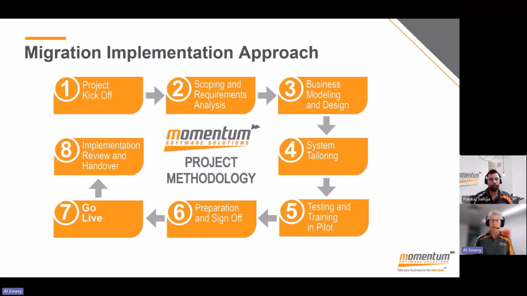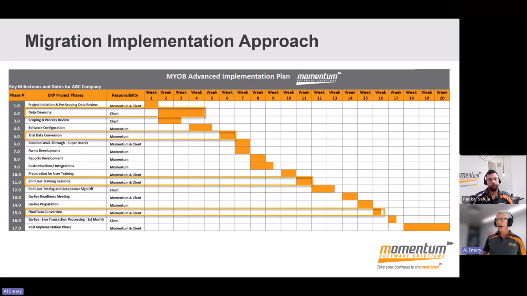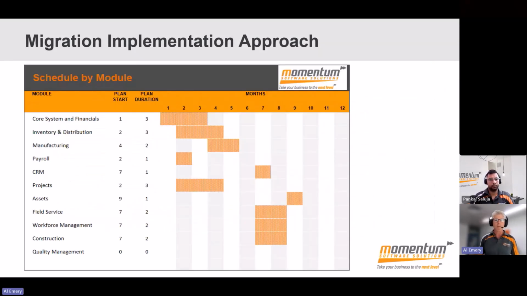So the training we want them to have in a fully working system, or 90% complete, so that they have a good experience. Then they can practice and test, and then get ready to go live. What sort of time frame would that happen in? Well, it depends what modules we're doing.